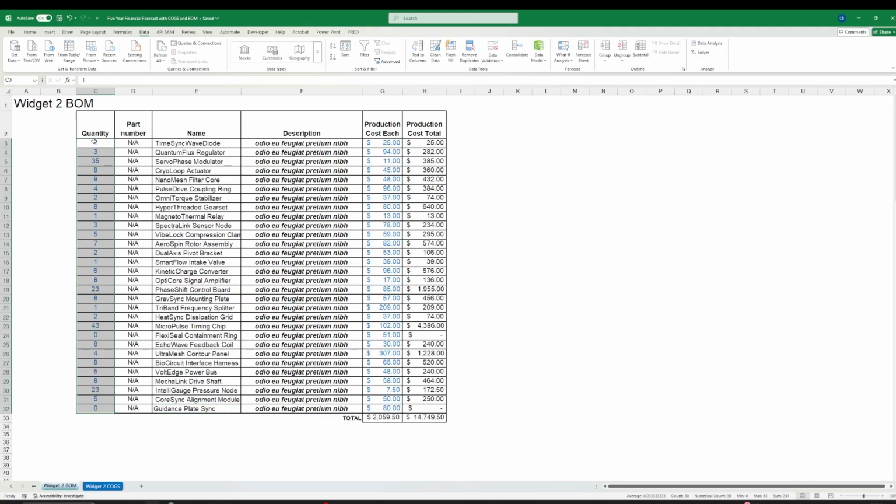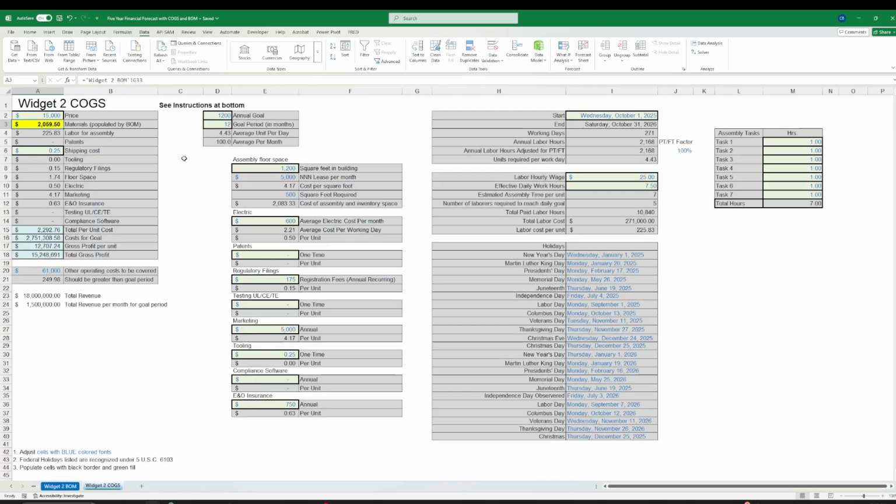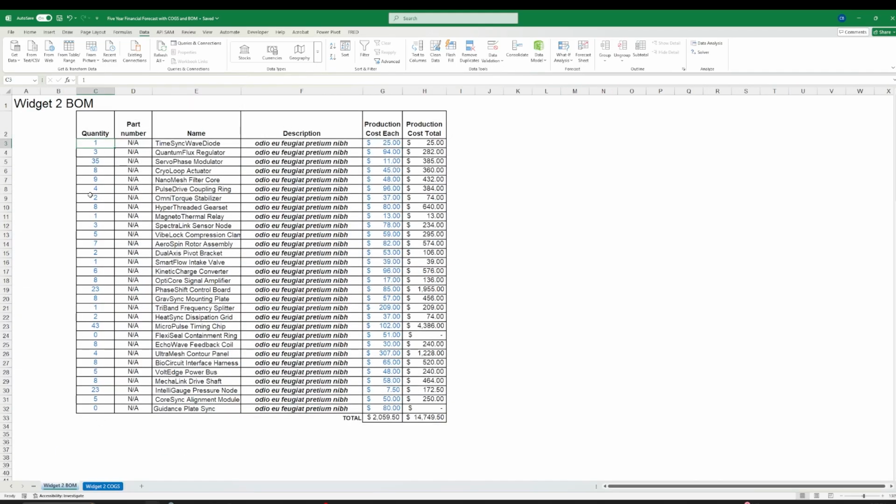Now this quantity needed, because if you're going to be making thousands of these units, you're going to be purchasing items in bulk. So the quantity needed is going to be the total quantity for the period that you're going for. So for this period, we have 12 months, and you're going to use 35 of these in 12 months.